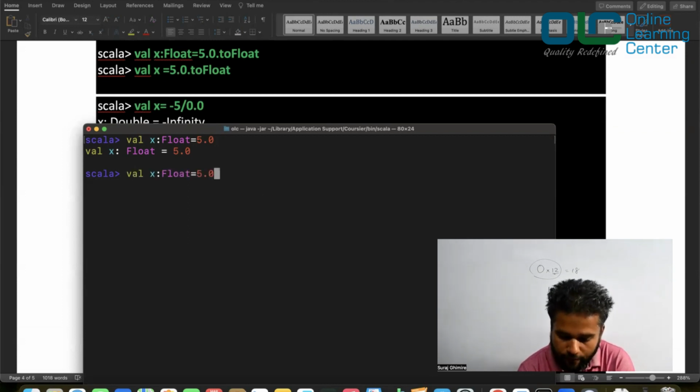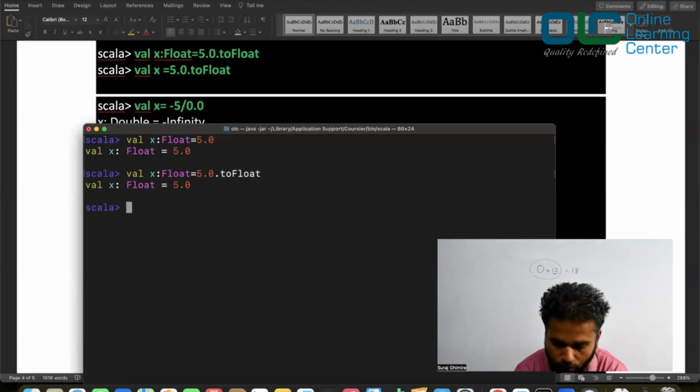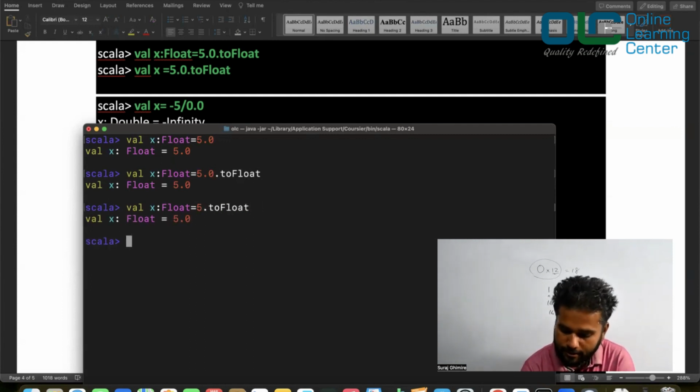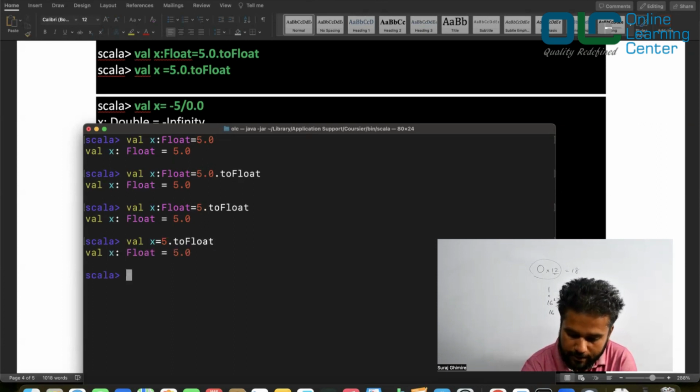Now you can also do something like this. You can say, well, x of float type is equal to 5.0 dot toFloat. You can still do this. If you're using Scala 2, then by default this is double, and that double can be converted to a float. Can I do something like this? What if I don't write .0 and just say toFloat? Is there anything as such? Yes, there is. Which means if you're given an integer and you want to convert that to float, you could actually do something like this.